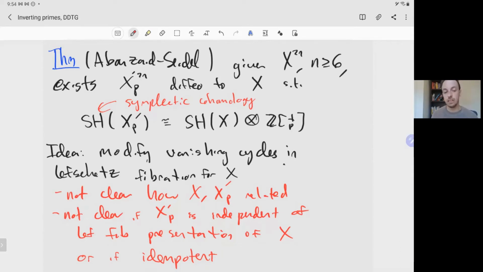It's also not clear if it's idempotent. Because in the only case where we do know this is true, the p equals 0 case, the proof uses the h-principle. And in the smooth, in the classical setting, it uses Whitehead's theorem, which we definitely don't have in symplectic topology. So the question is, is there something like this in the symplectic setting where properties 2 and 3 hold?